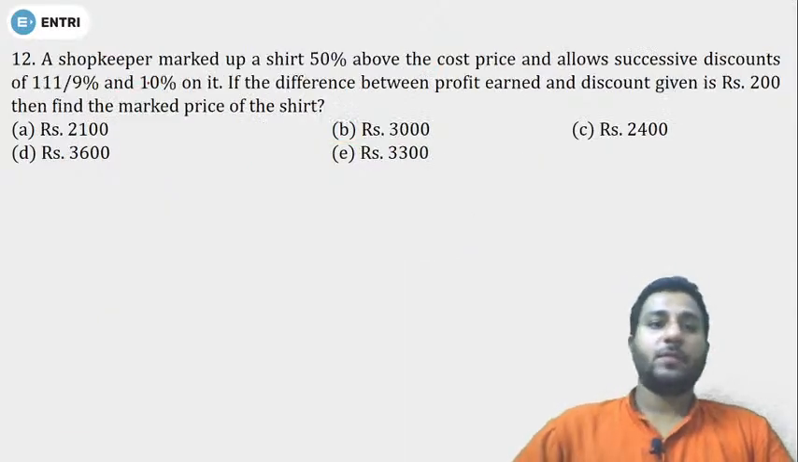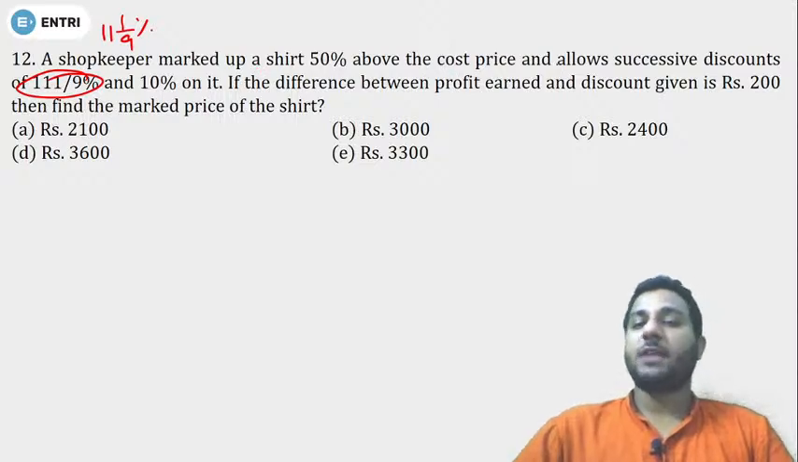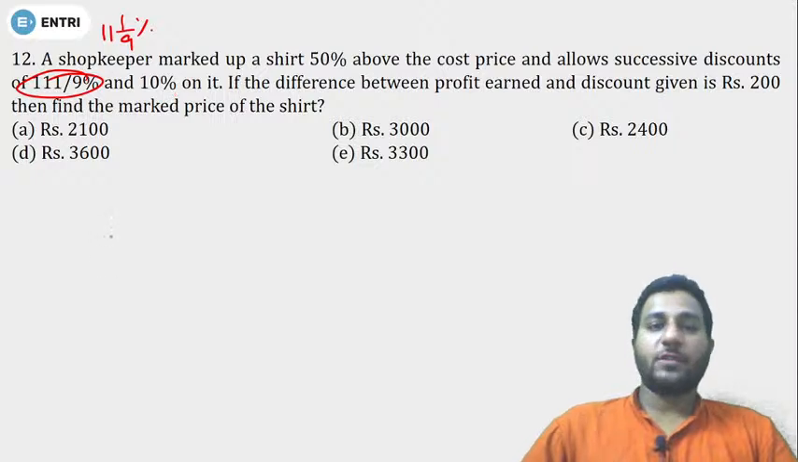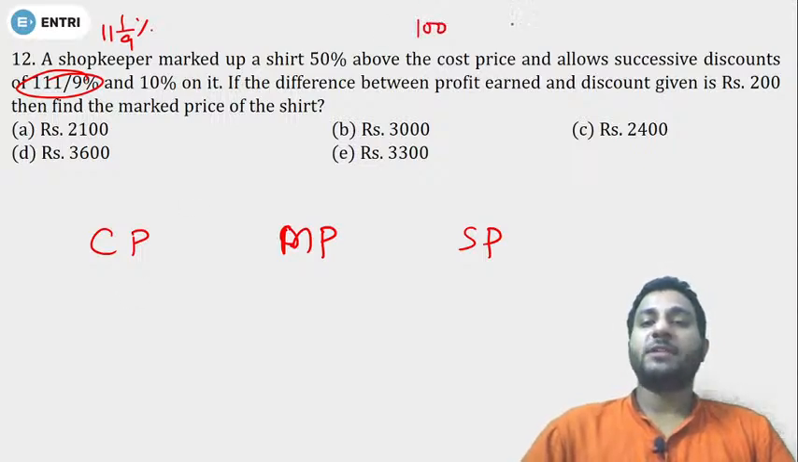Next, look at this, just correct this data. It is 11 whole 1 by 9%. A shopkeeper marks up a shirt 50% above the cost price and allows two successive discounts, 11 whole 1 by 9% and 10%. First of all, we have to make a chart of cost price, mark price and the selling price. As you all know, a shopkeeper marked up a shirt with 50%, which means from 100% it has become 150.